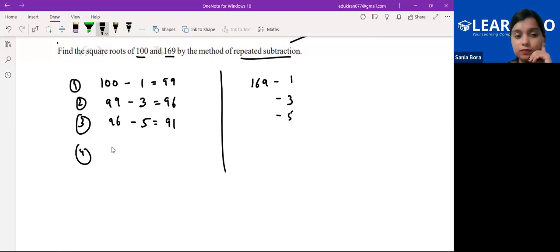Then 91 minus 7, which we get 86. Ronnie, you have not solved in the notebook. No, sorry, yeah, I didn't do it in the notebook, but I did it in a different way. I thought we had to minus it with the number and then take any number.